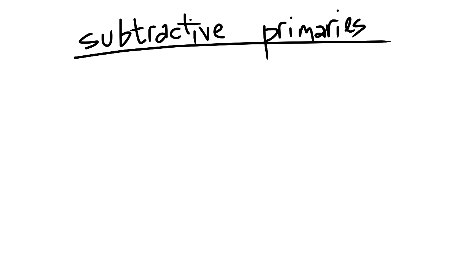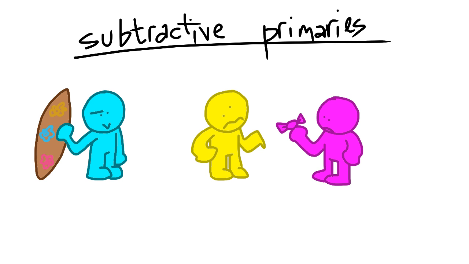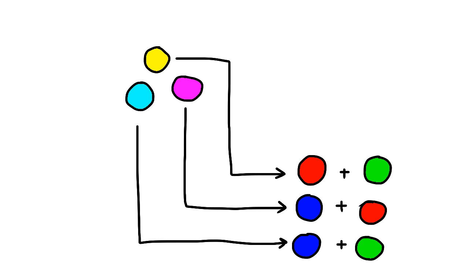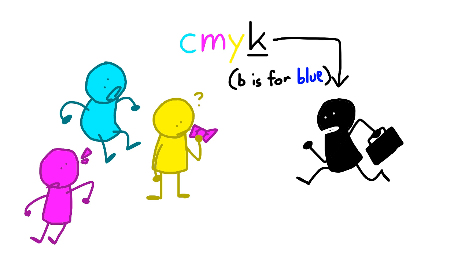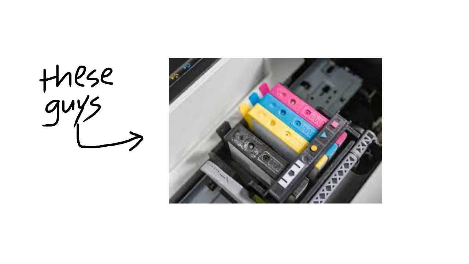Next, we have the subtractive primaries. These are cyan, yellow, and magenta. As you can tell, they're just the secondary colors from the additive ones. These work by subtracting light, and an example of this would be highlighters or markers. Subtractive primaries are sometimes used in combination with black, which is why people call it CMYK. The K is for black because B is for blue. CMYK is known for being used in printers.